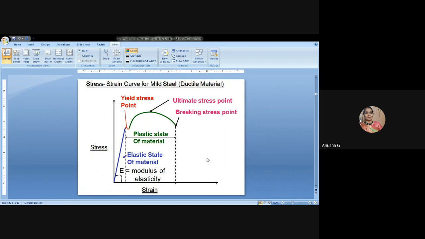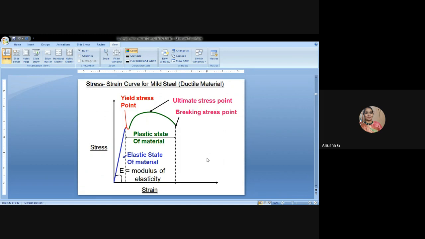Okay, this is about the stress and strain formulas with the examples. Now we'll see the stress strain curve for mild steel, that is for the ductile material. We are taking the mild steel bar and then we keep on increasing the load. What will happen? Its graph will change.